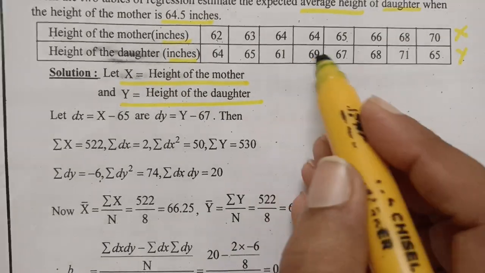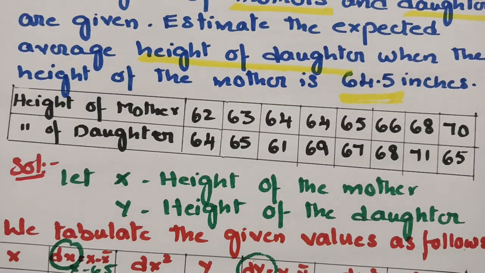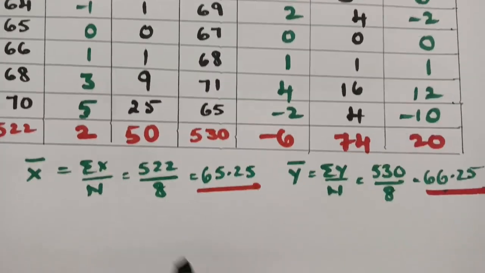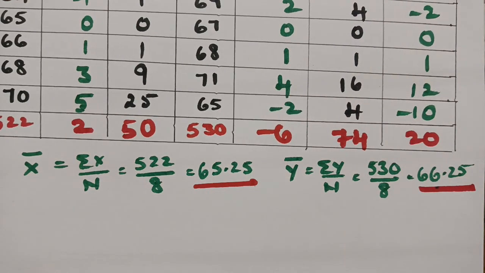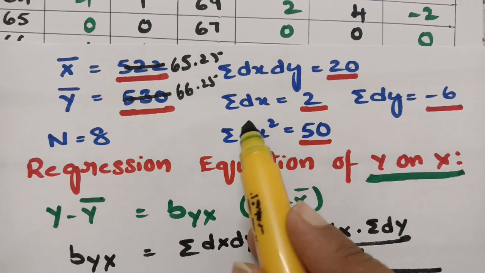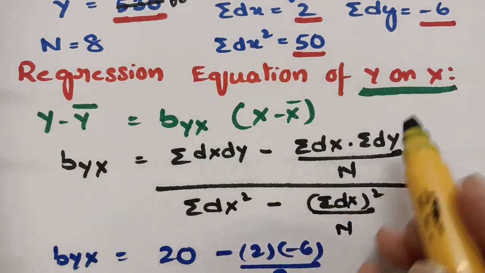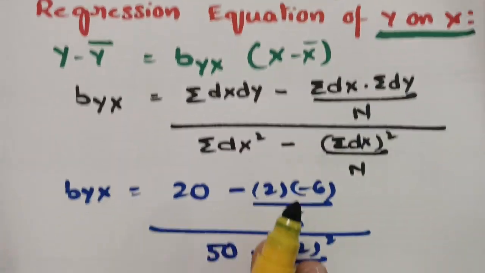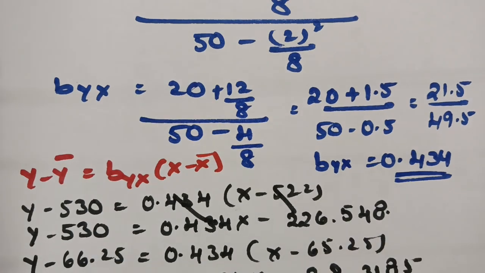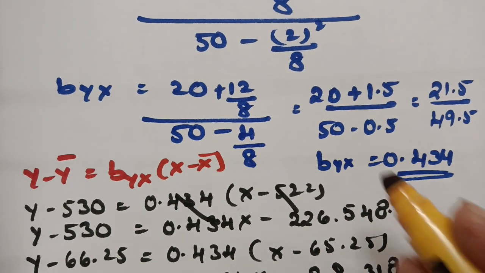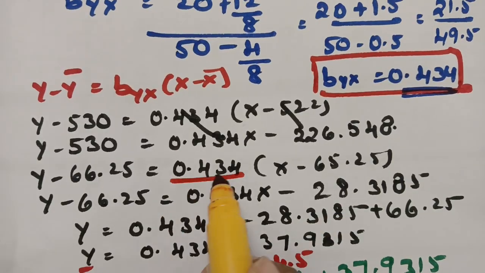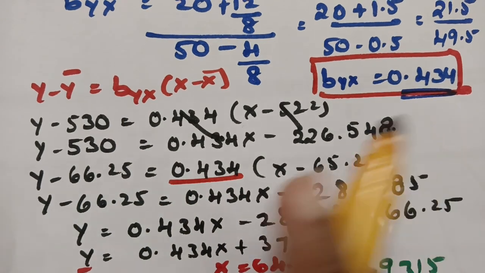So from the table we have to draw dx square, y, dy square, and dx dy. And now we have to take all the values. So here are the x bar value, y bar value, dx dy, and dx square. We have to find the height of the daughter y, so we have to select y on x. This is the formula here, and after substituting, byx value here is 0.434. Clear? And if you substitute that 0.434 here, the x bar value and y bar value are also very clear.